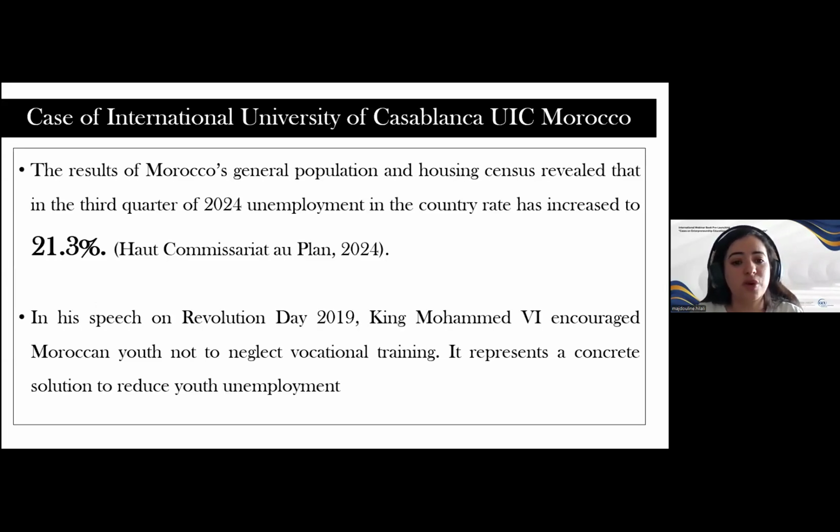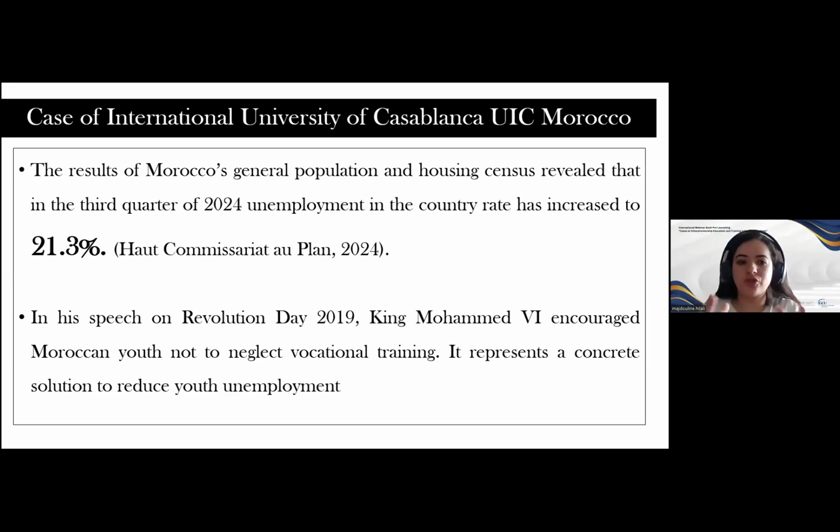So the results for Morocco in general: the general population and housing census revealed that in the third quarter of 2024, the employment rate in the country increased to 21%. In his speech on Revolution Day in 2019, King Mohammed VI encouraged Moroccan youth not to neglect vocational training.